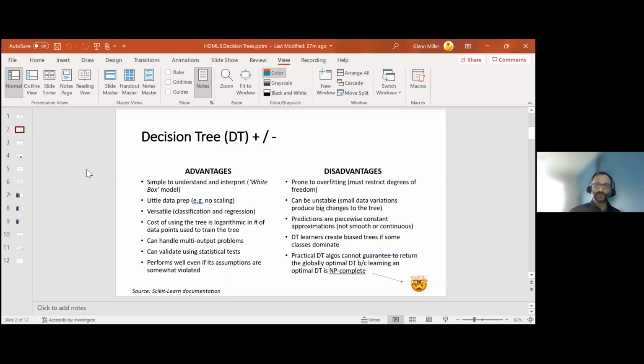I frankly don't even know what this next one truly means. If somebody has a good intuitive description: the cost of using the tree is logarithmic in the number of data points used to train the tree. I gather what that's saying is that they're pretty fast, but somebody could elaborate on that one. Yeah. So when we were talking about support vector machines, there was some discussion that they're kind of slow. If you have a lot of data, it could take hours or longer to train one. So this one is actually fairly fast compared to a support vector machine. Right. Okay.